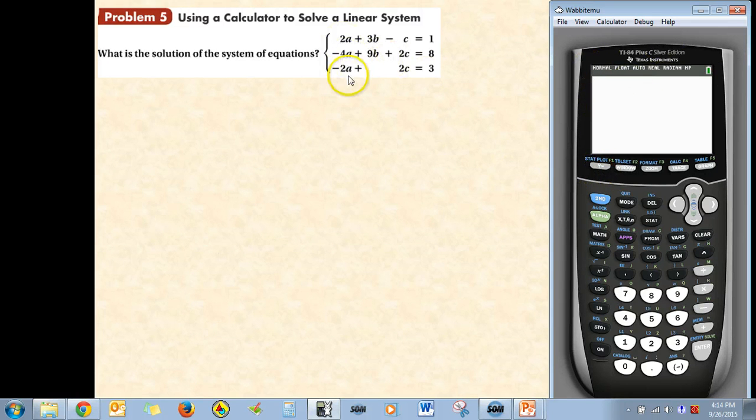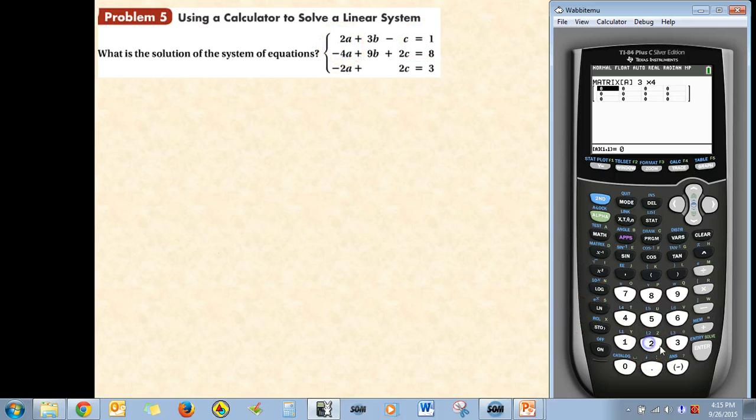Now, what I'm going to do is enter this matrix into my calculator using second matrix. And then I'm going to go over to Edit, and I'm going to edit matrix A. It's R by C, so rows is 3, columns is 4, so it'll be a 3 by 4 matrix. And then I'm just going to start entering in my values, so my coefficients.